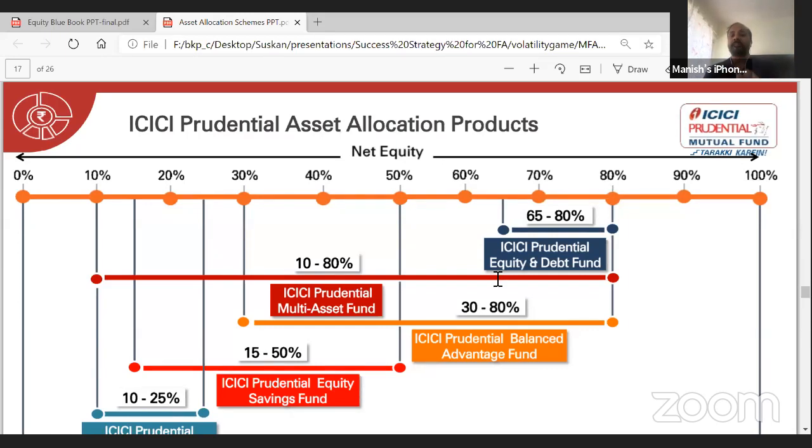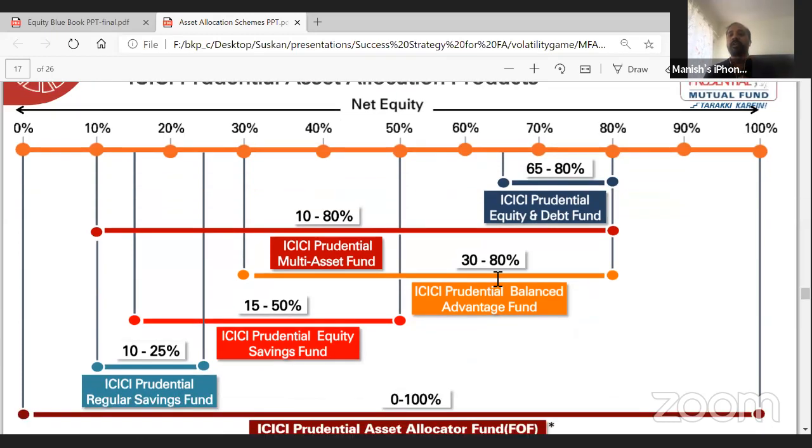At February end, our equity exposure in the Balance Advantage Fund was only 48%. After the COVID-19 crisis, when the market corrected 30-35%, the Balance Advantage Fund was able to take its equity level to 75%. So you can see, from 48 to 75%, the fund has gone up in equity levels. This is the beauty of all these asset allocation schemes: based on the market valuation, it can change its equity and debt level.